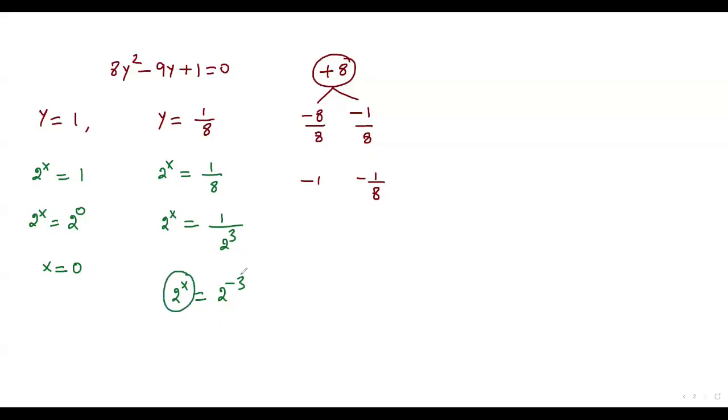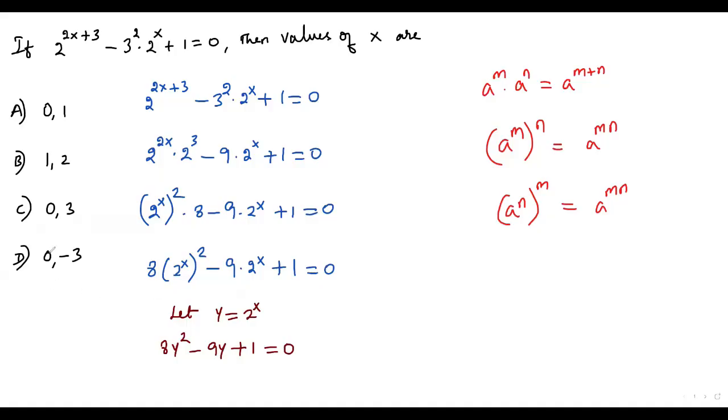Since these two terms are equal with the same base, we can equate the exponents. Then I'm getting x equals negative 3. Okay, now I got two values for x. One is 0 and the other one is negative 3. Now let's go to the question and verify the options where we get these two values, 0 and negative 3. Okay, we get 0 and negative 3 in answer choice D. The correct answer choice for this question is D.